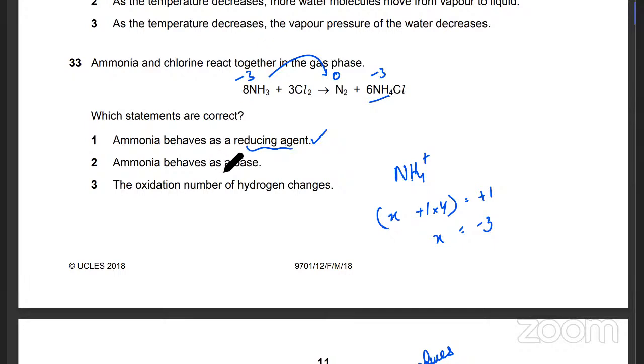Ammonia behaves as a base. Is it behaving as a base in this reaction? Yes, it accepted an H+, right? So it's behaving as a base. And the oxidation number of hydrogen changes? It doesn't, because hydrogen is +1 over here and it's still +1 over here. So it does not change.